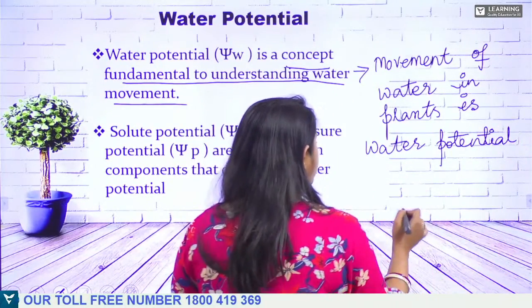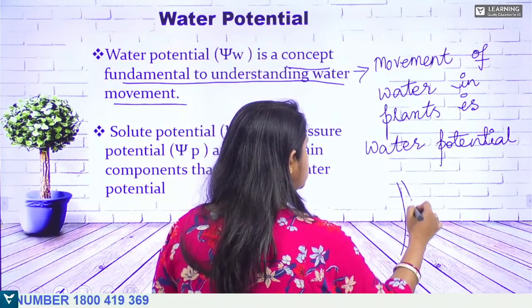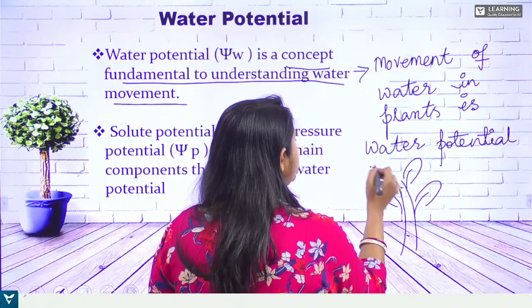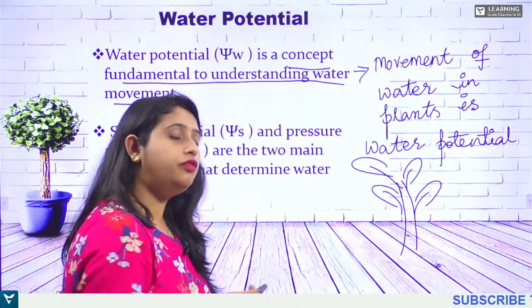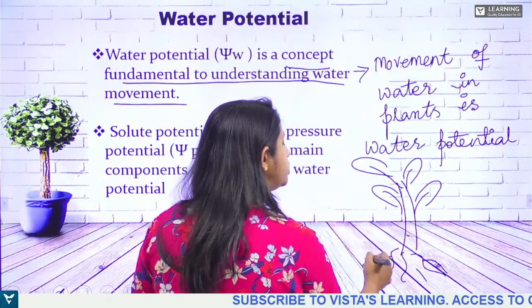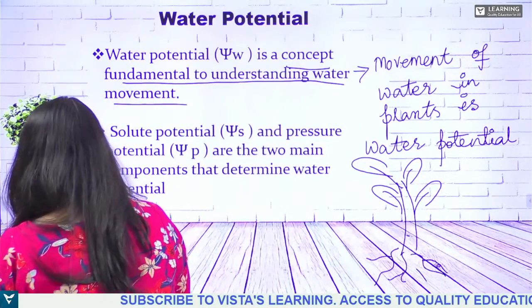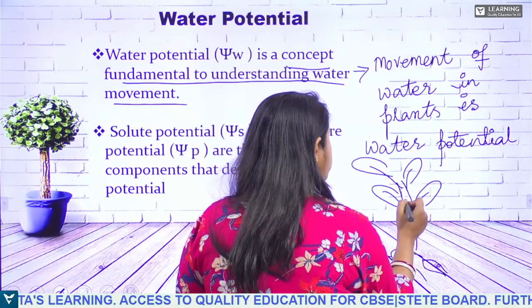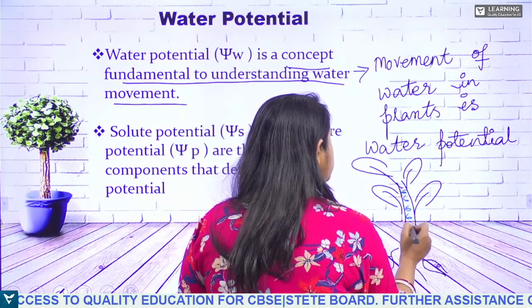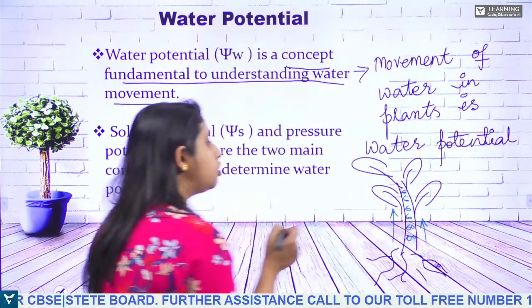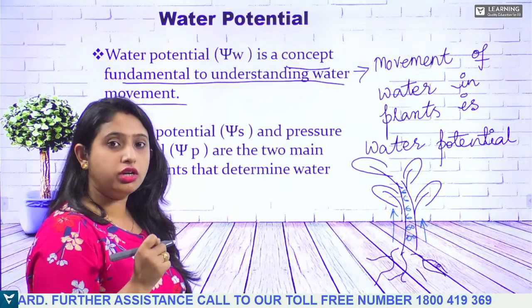Now, this is a plant. Water will be moving from the roots to different parts of the plant, right? So the movement of the water is called water potential.